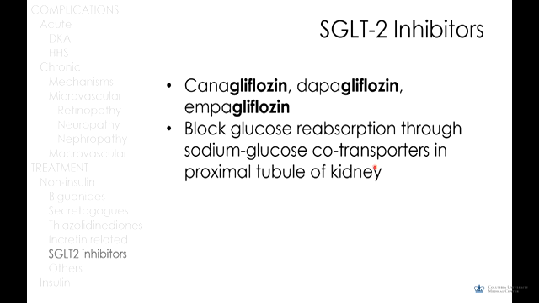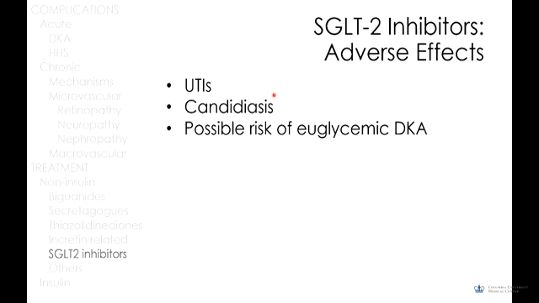Next, we have the SGLT2 inhibitors. These block reabsorption of sugar from the kidney, so you essentially pee out the glucose. These will be your gliflozins. I can't even say any of these drugs. Understandably, if you're making very sugary urine, the adverse effects you can expect from these are UTIs and candidiasis. And also your lecturer mentioned a possible risk of euglycemic DKA with these drugs.